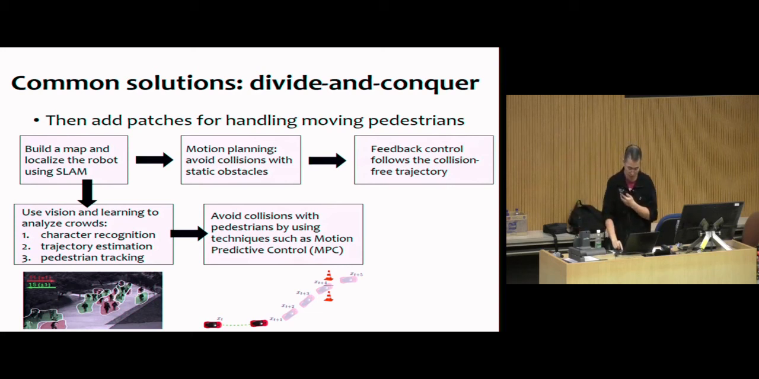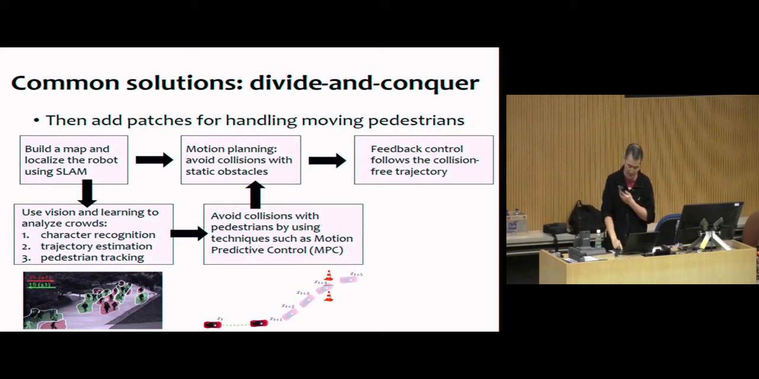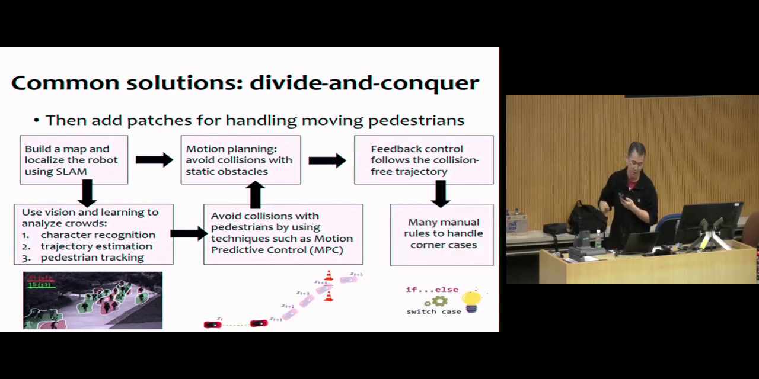The collision avoidance adds some knowledge into the motion planning, enabling the motion planning to consider the moving obstacles. And finally, we again ask the control to follow the trajectory. Then in practice, people usually find that this trajectory is not good. So people will add many manual rules to handle the corner cases, for example using many if-else or switch statements to deal with that. So this is the general framework used in industry to solve the collision avoidance problem in dense crowds.